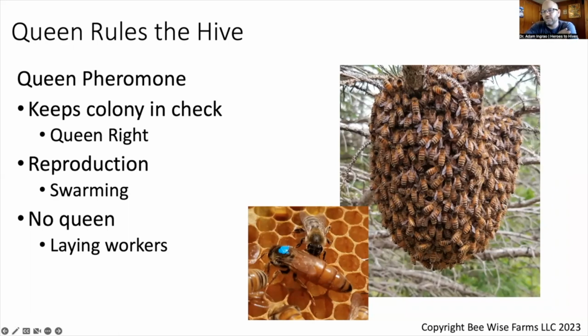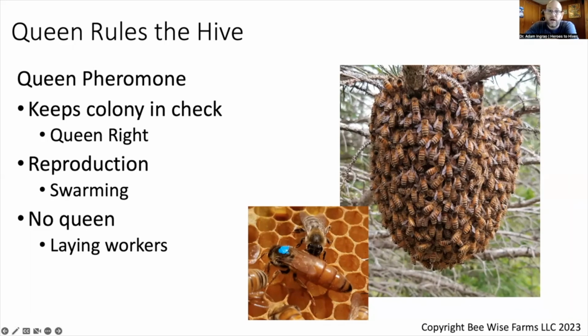So I'm going to give you three different examples of the role and the importance of these pheromones in a superorganism. So let's start first with keeping the colony in check. We call this queen right. What we mean when we say that we're queen right is we mean that we have a queen that is laying and present. So a healthy queen that's producing a good amount of bees. That's what we mean by queen right. So we're going to talk about that a little bit in depth.